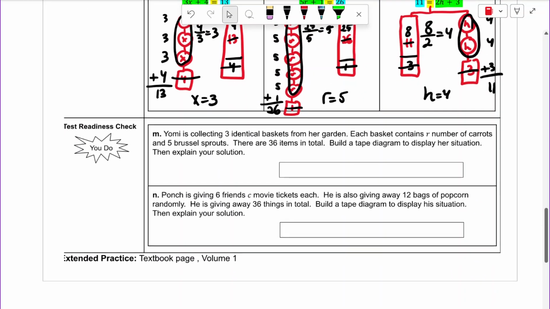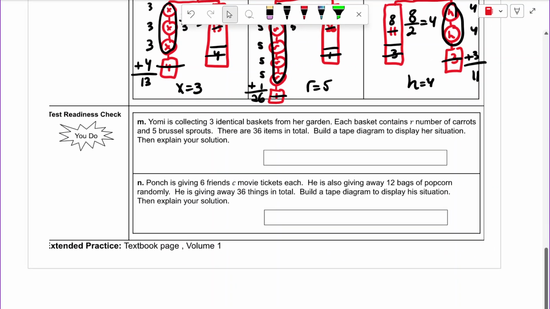All right, now it's time for the test readiness check. And as you've seen this before, these types of questions will actually be on your unit test, or on the state test, or on your FIABs, or other district assessments. So it's very important that you understand how these work and that you can do them on your own. So let's go ahead and take a look at M. They are UDOs, but since they're word problems, I want to help you get started on them. So let's take a look at M right now.